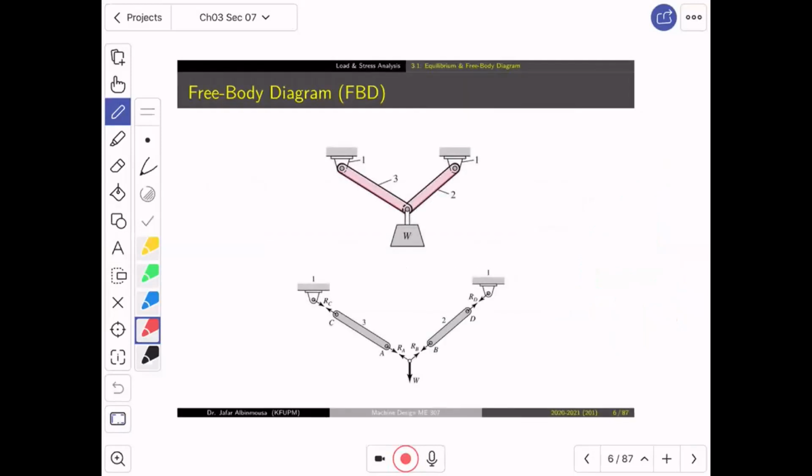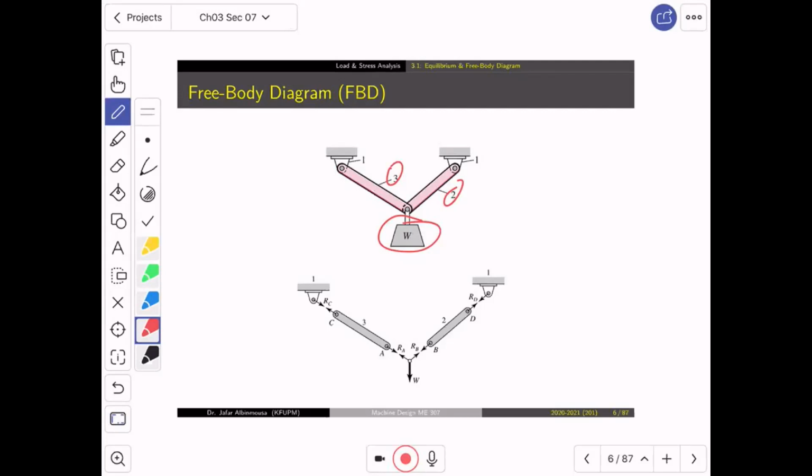Now, if you look at this, this is a very simple machine. The purpose of this machine is to carry the load, which is weight, as indicated over here. Now, we have two linkages. This is link number 3, link number 2. The meaning of a free body diagram is to isolate each link and then replace the boundary with the proper forces. Period.